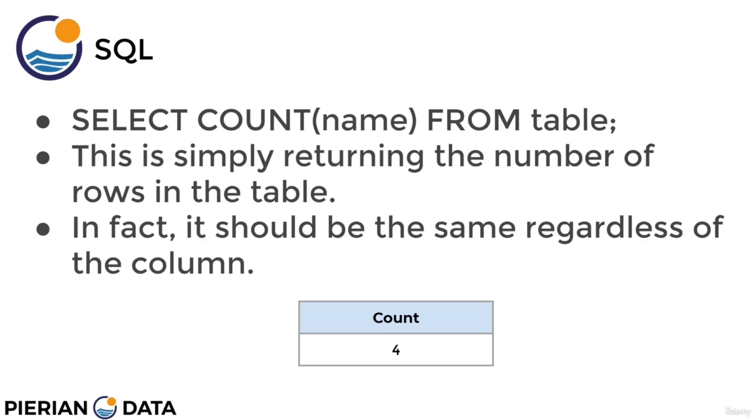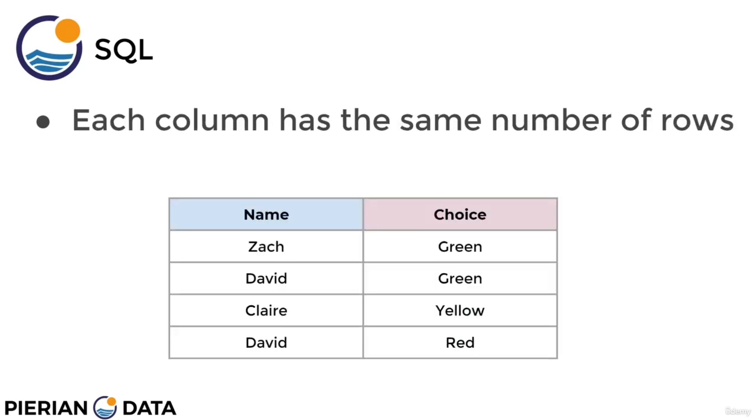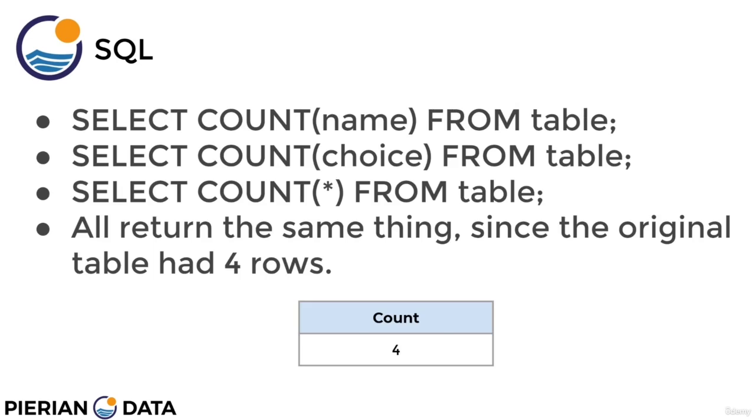In fact, this should really be the same regardless of the column we call, because each column has the same number of rows since they're literally in the same table. Which is why, whether you call select count name from table, select count choice from table, or select count asterisk, which is just saying select the count of all the rows for all the columns in the table, they should all return the same thing. Since the original table has 4 rows, that means each column has 4 rows, which is why you usually just see an asterisk from the table.